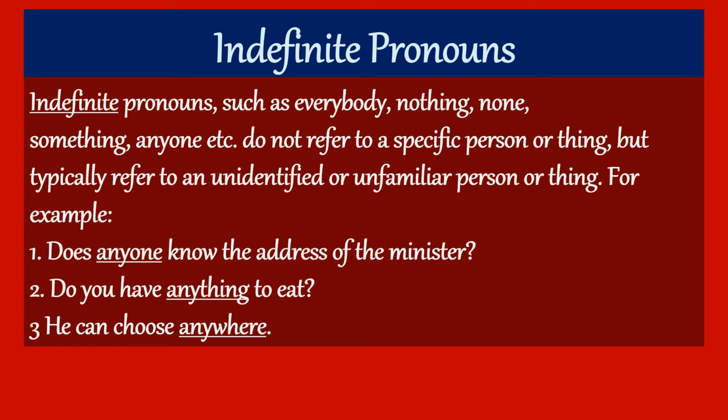Does anyone know the address of the minister? Do you have anything to eat? Does he choose anywhere? Now, in these sentences, anyone, anything, and anywhere, these are indefinite pronouns, and they don't refer to any specific person or thing or place.